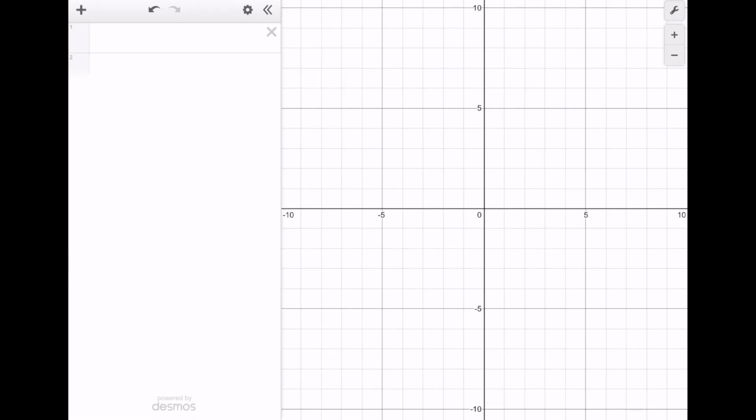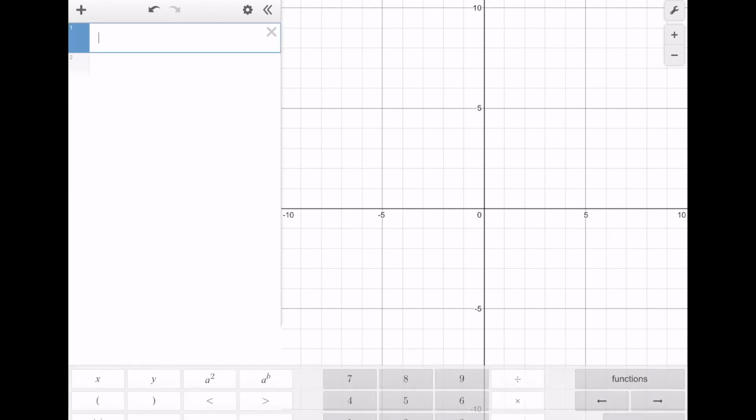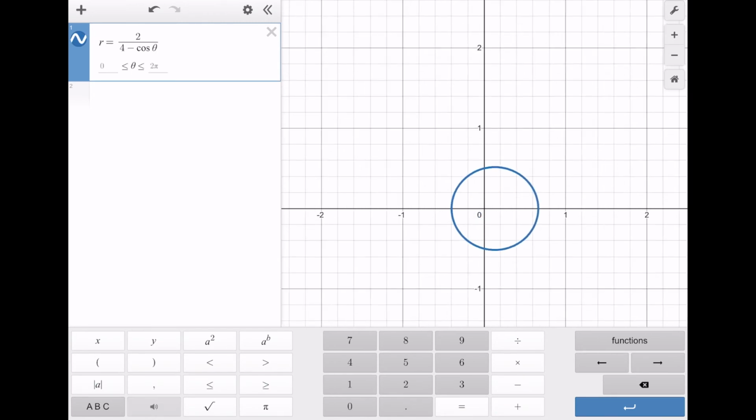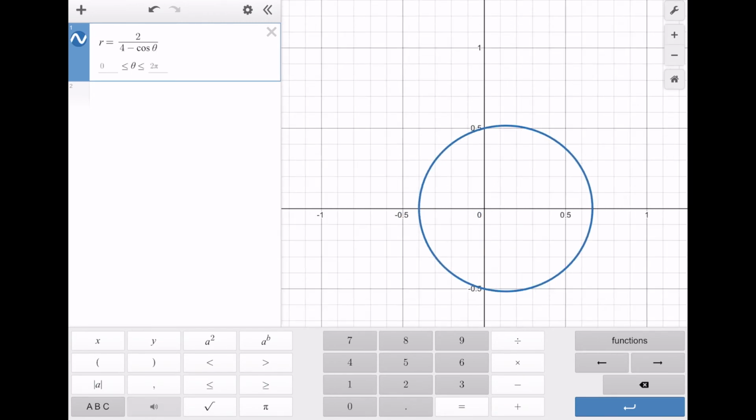You should have already seen how to graph a polar equation in the Learn Desmos polar graphing video, but we're going to go through how to do it again here, and I'll show you how to change the axes to polar coordinates instead of the rectangular coordinates we're looking at right now. So our function was r equals 2 divided by 4 minus cosine theta. Let's zoom in a little bit here. So here is our ellipse that we're working with.